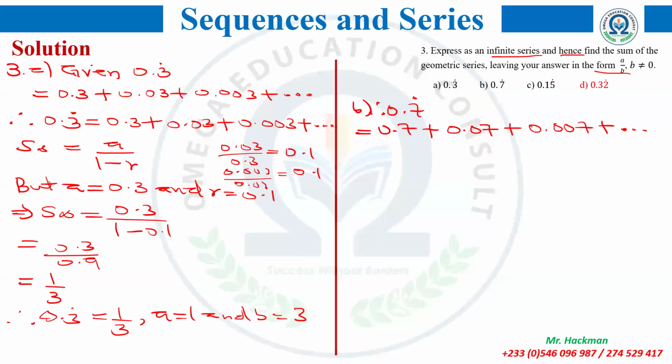Please, the first one, after we solved everything and we got it equal to 1/3, why is 0.3 equal to 1/3? No, it's not 0.3, it's 0.3 recurring.